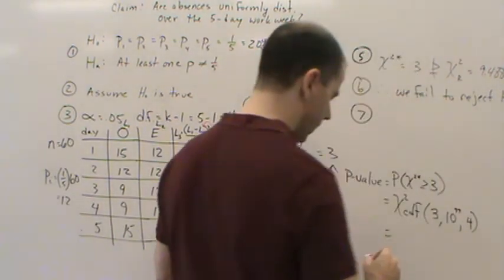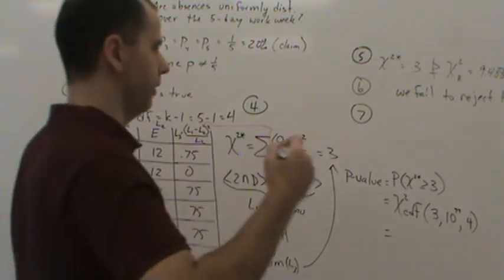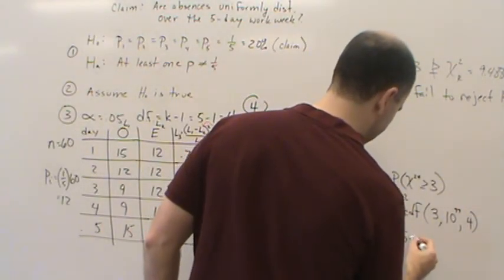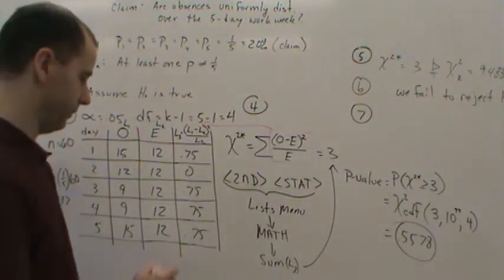And so if we look at the p-value now, let's go to our distribution menu. So go to second bars, and we're going to scroll down to 8. And now we're going to put in 3, comma, 10 to the 99th power, comma, 4. And we get 0.5578. Huge p-value. Definitely not less than alpha, right?